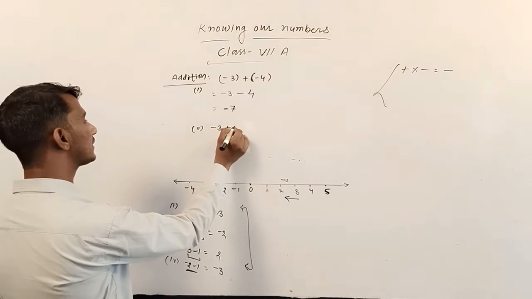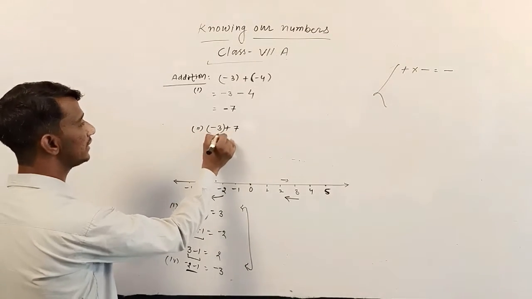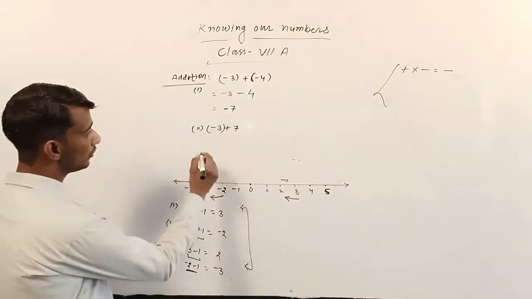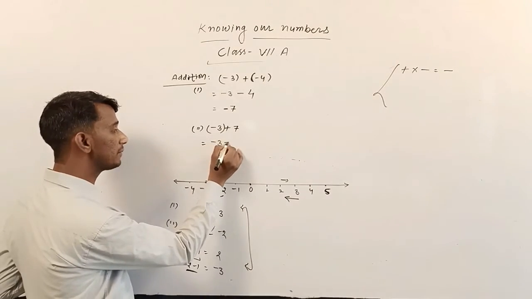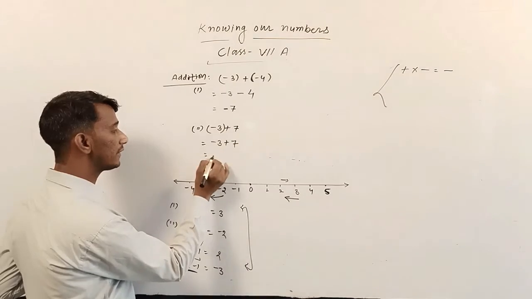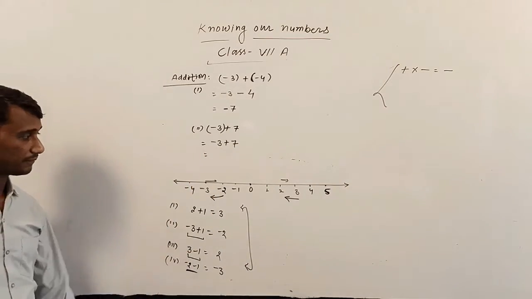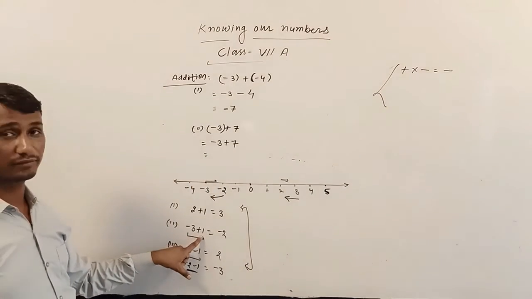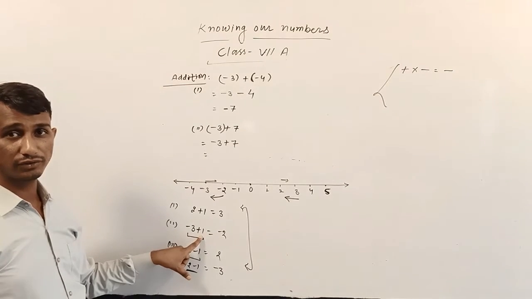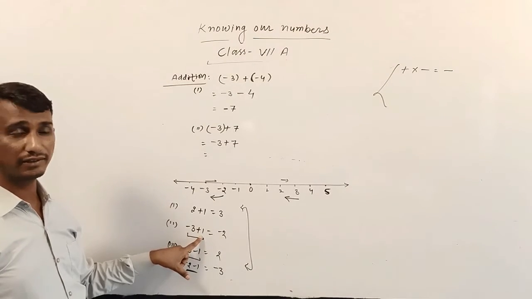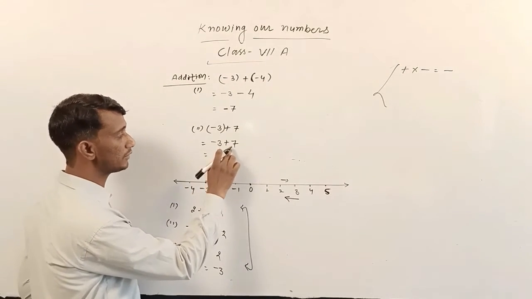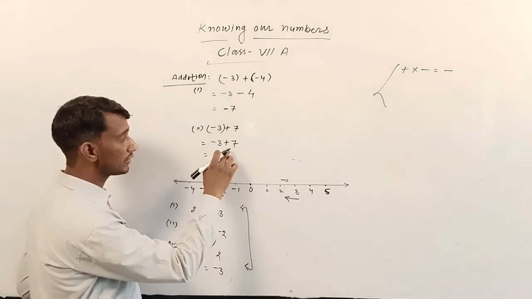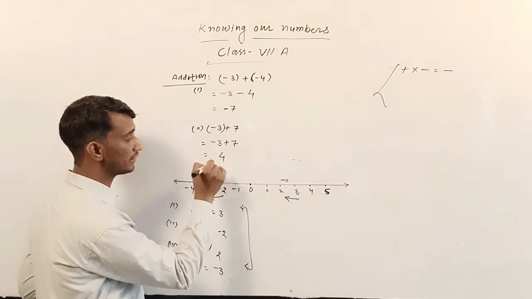-3 plus 7. -3 plus 7. So open the bracket, -3 plus 7, and check again. If -3 plus 7, which operation applies here? We have applied a subtraction. So directly you subtract the smaller number from the greater number. So 7 minus 3, we write here 4.